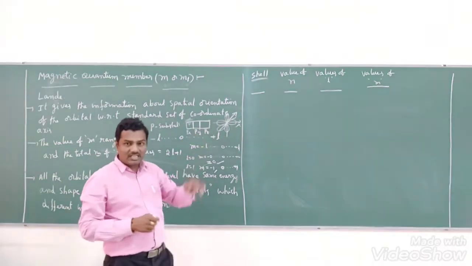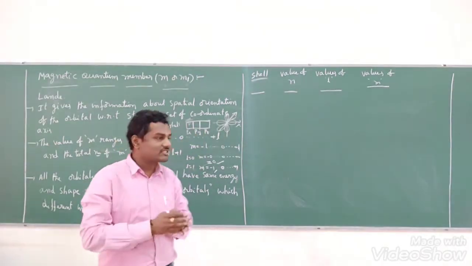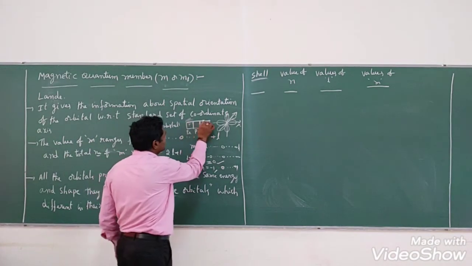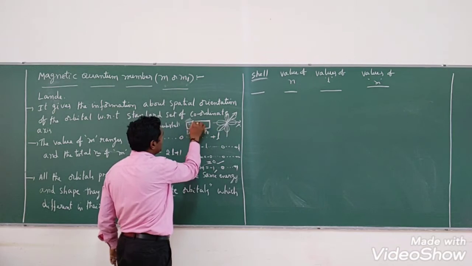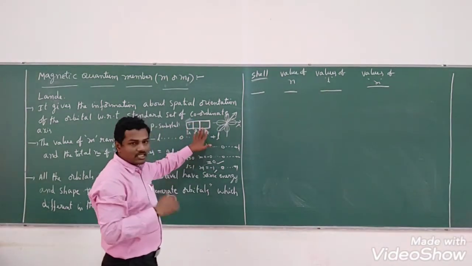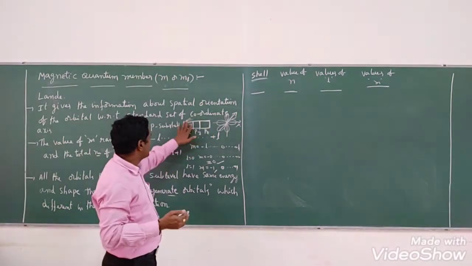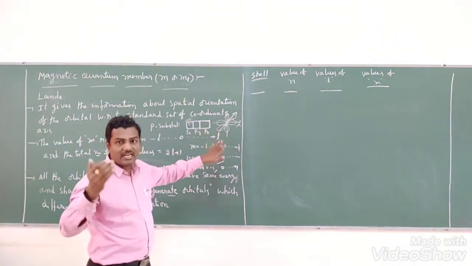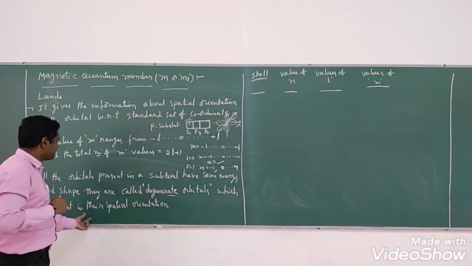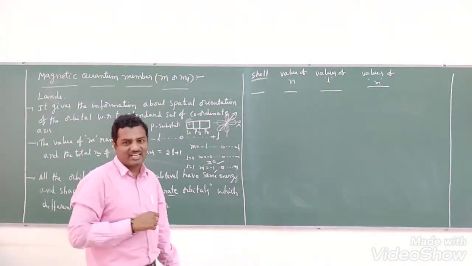And these three orbitals have the same energy, so we call them degenerate orbitals. That's why we keep three sub boxes in the big box, right students? Because these three orbitals possess the same energy. So px, py, pz are degenerate orbitals. We can say, students, degenerate orbitals differ in their spatial orientation.